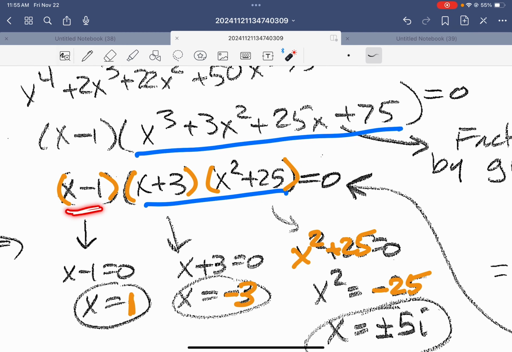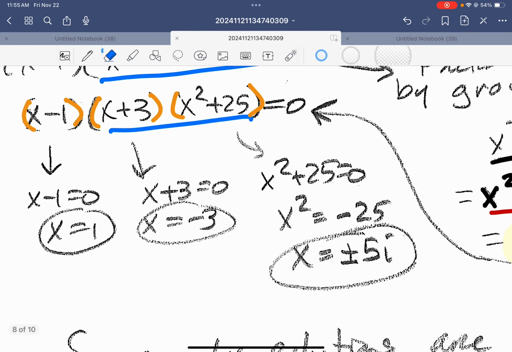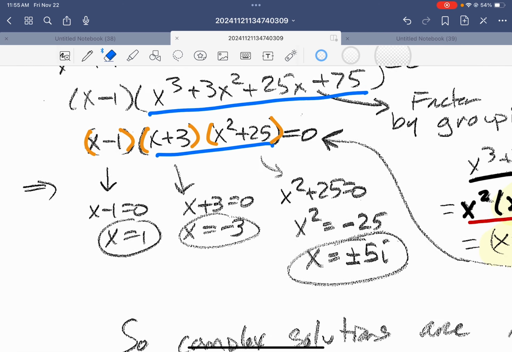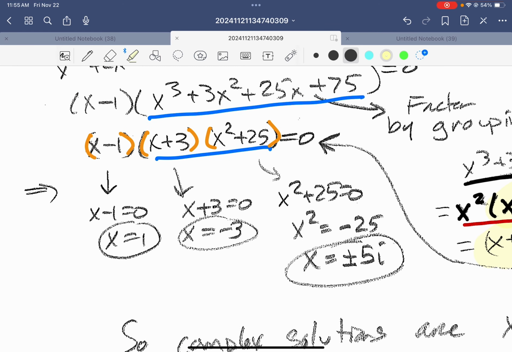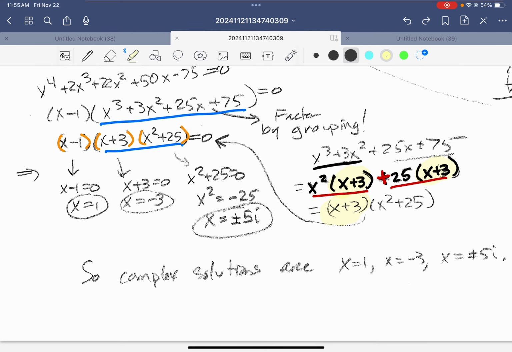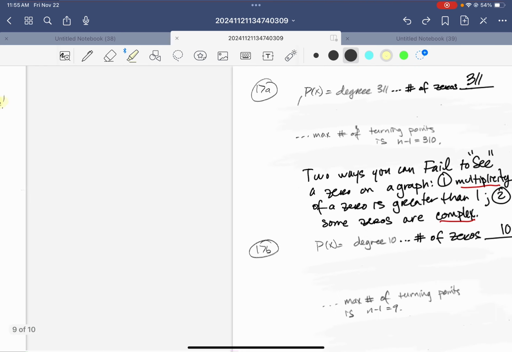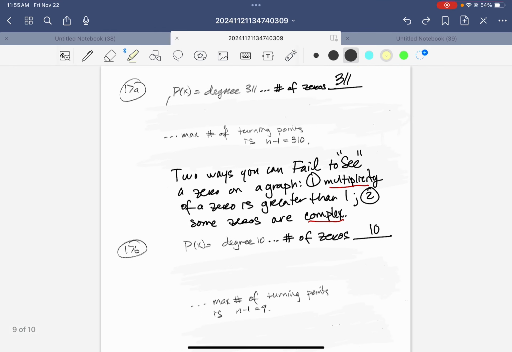And so now I have 3 things that multiply together to get 0. So either x is equal to 1, negative 3, or if this is equal to 0, what you end up getting is plus or minus 5i. Right? So there's your 4 zeros. And we know for degree 4, we should get 4 zeros.